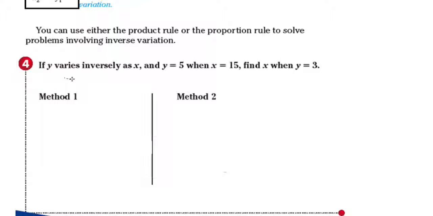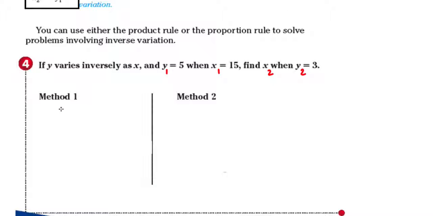Let's take a look at this example, example number 4. If y varies inversely as x, and y is equal to 5 when x equals 15, find x when y equals 3. So you have an inverse variation problem. What I would suggest is that you label them right now. This is y sub 1, x sub 1, and this is y sub 2, and you want to find x sub 2.